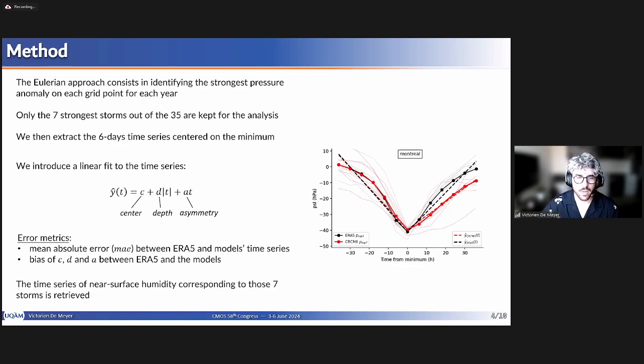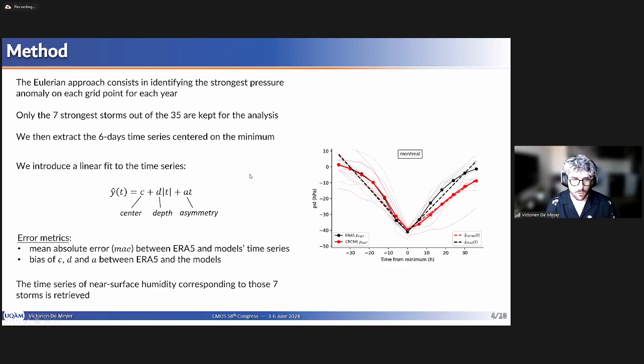For example, we have C for the center. It's actually just the value at time 0 at the strongest pressure anomaly. We have the depth, which is the rate of deepening of the storm, so pretty much the slope of the dotted line. And we have also A for the asymmetry, which tells us how symmetrical the storm is compared to the line where X equals 0.